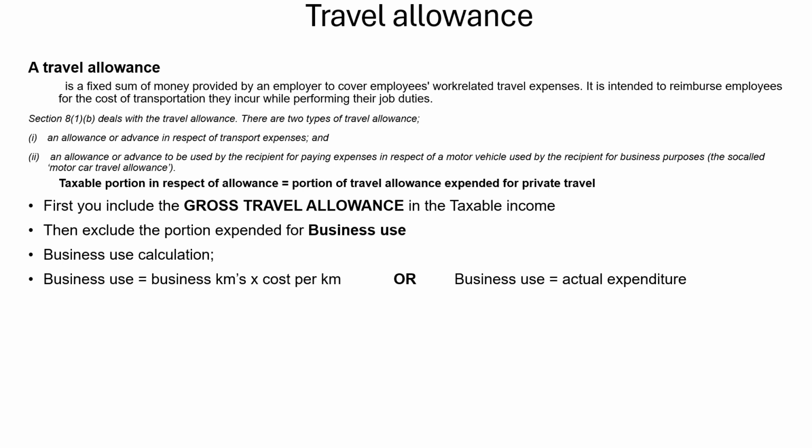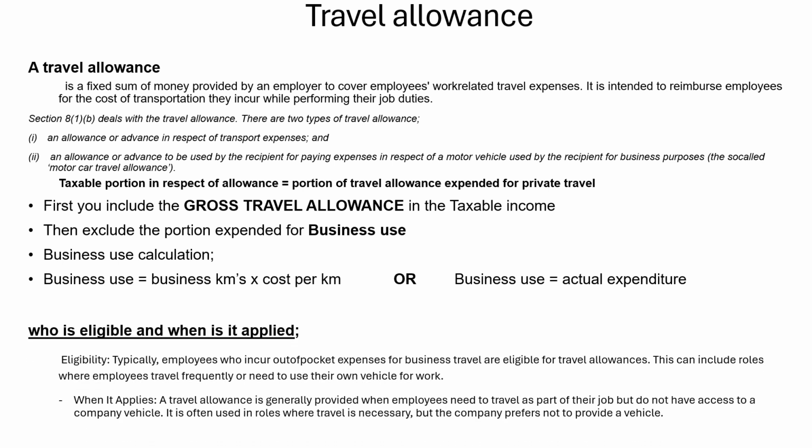First, you include the gross travel allowance in the taxable income. Then exclude the portion expended for business use. Business use calculation: business use equals business kilometers times cost per kilometer, or business use equals actual expenditure. Who is eligible and when is it applied?